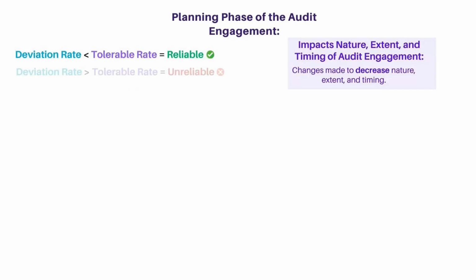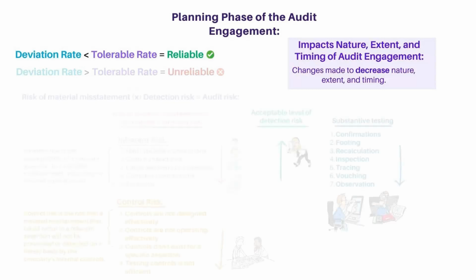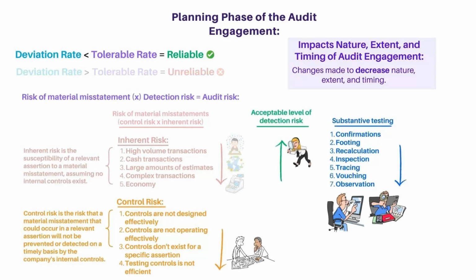They're operating effectively. So that's going to impact our overall control risk, right? Thinking back on that audit risk formula. If our assessed control risk goes down, that means our acceptable level of detection risk is going to go up, meaning we're willing to accept more risk, which tells us we're going to have to do less work, right? Meaning we're going to perform less substantive tests.